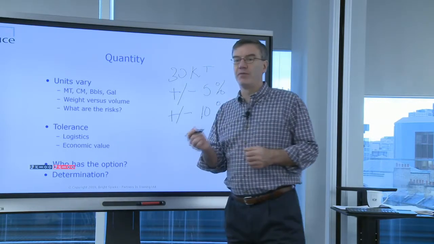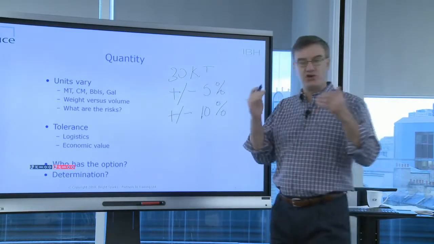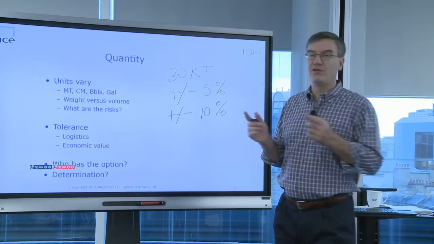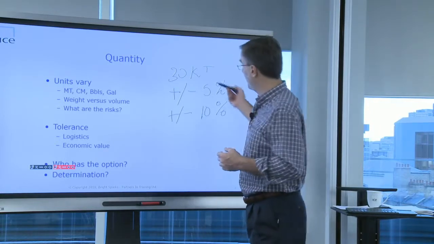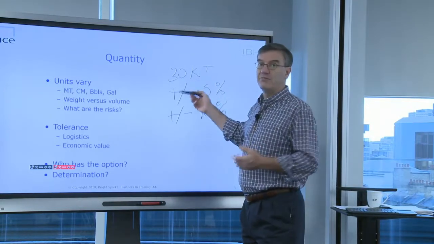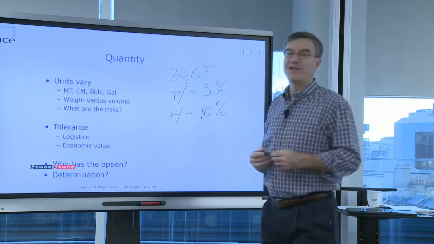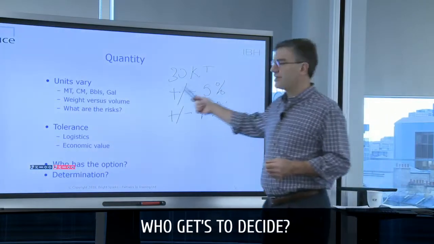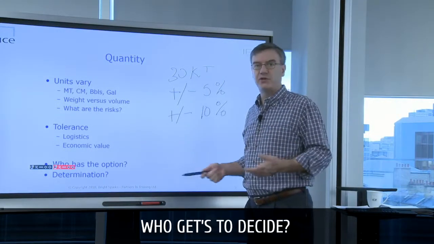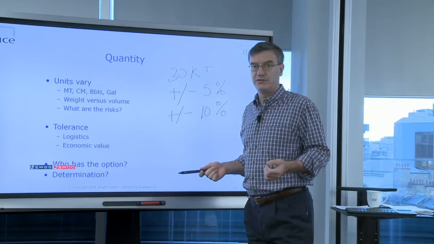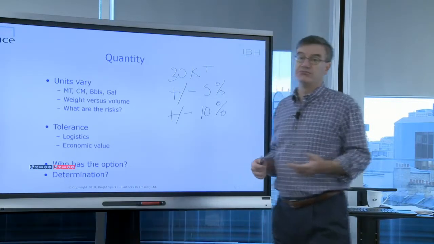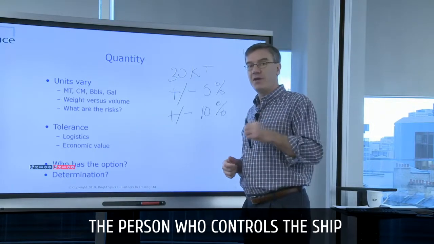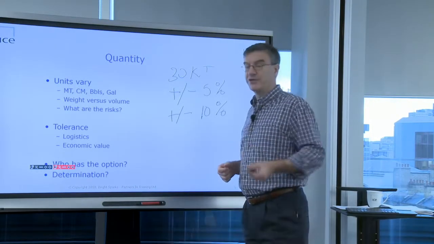It's a requirement for the person who controls the ship to be able to adjust the quantity they put on the vessel, because they're not entirely certain that when they do the trade, they'll be able to find a vessel that could load 30,000 tons exactly, 33,000 tons, or 27,000 tons. So the question is, who gets to decide whether it's plus 10% or plus or minus 10%? Well, the answer is obviously the person who controls the ship. So that would be the FOB buyer, or conversely, the CIF seller.